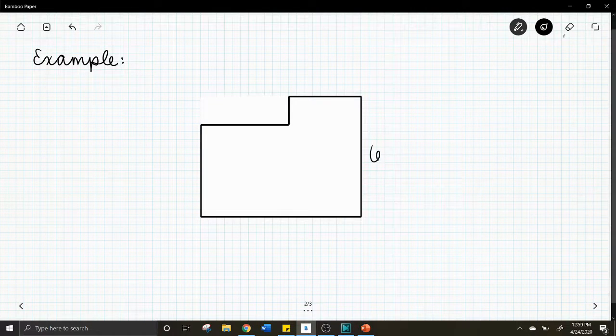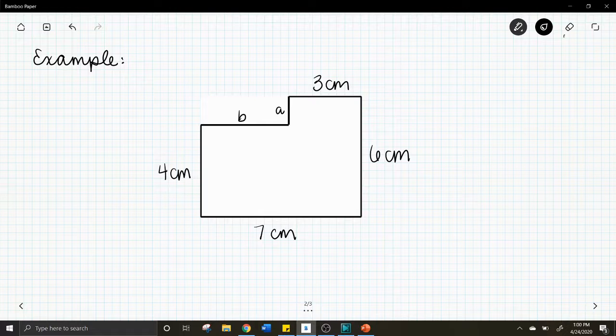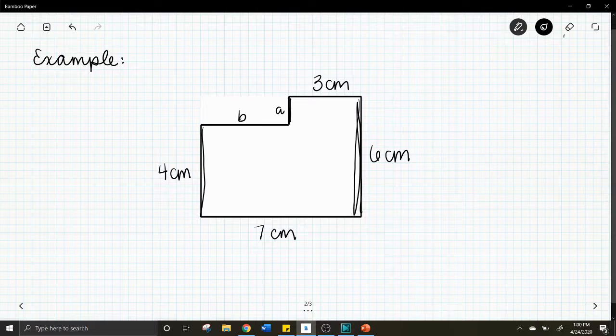So let's look at this first figure here. Some of these dimensions are given to us, and some of them are not. One of the first things we can do is use what we learned from that previous lesson to find the lengths of the sides that we don't know. So let's look at letter A, for example. We can tell that length A plus 4 is going to equal 6. Those are all those parallel lines that are part of this complex figure. So if A plus 4 equals 6 centimeters, then A must equal 2 centimeters. So I'm just going to erase that and fill in 2 centimeters.